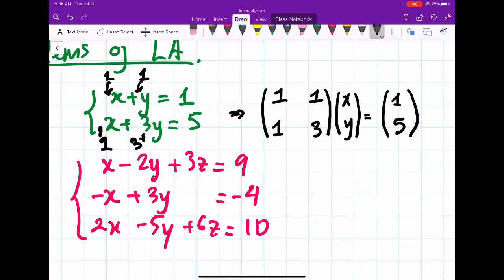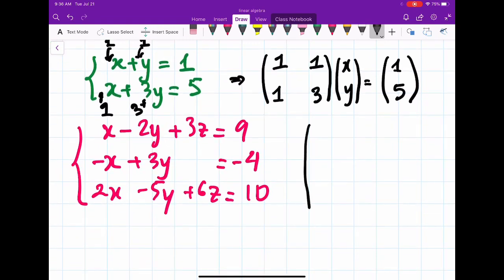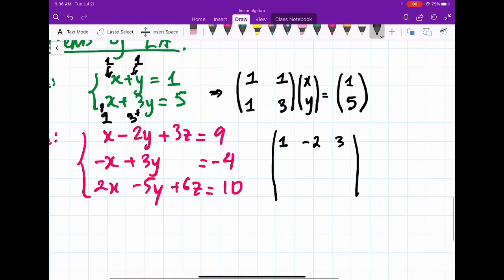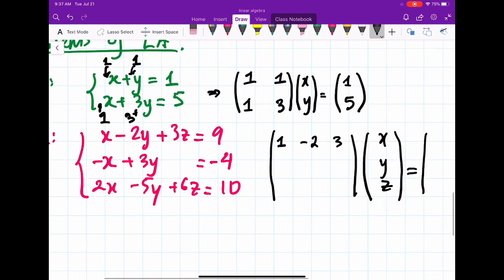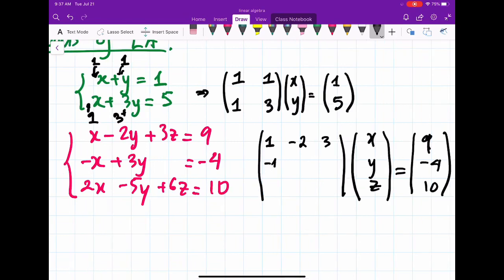Does that make sense? It's pretty easy. You just pick coefficients from the equation. So here I will write in short, the first row would be 1, -2, and 3. And here I have x, y, and z equal to 9, -4, and 10. In the second equation, I got -1, 3. Here we don't have any z, that means we have 0. And here I have 2, -5, and 6.